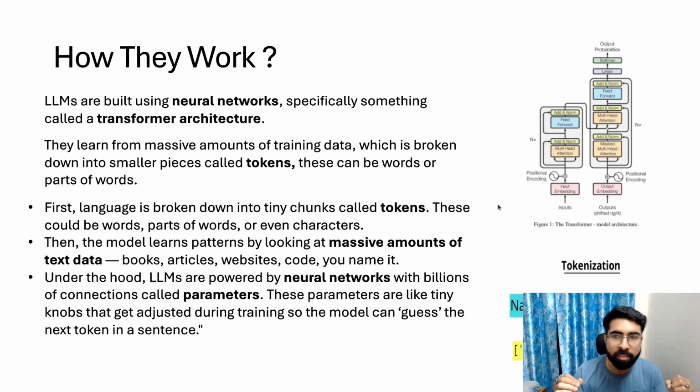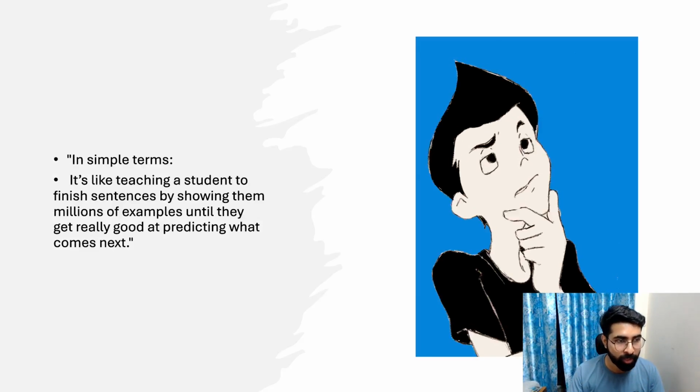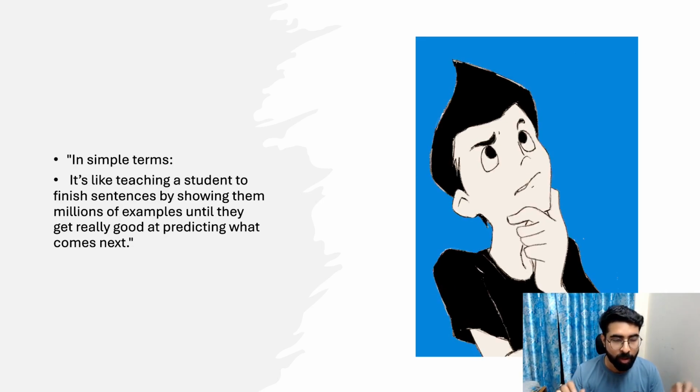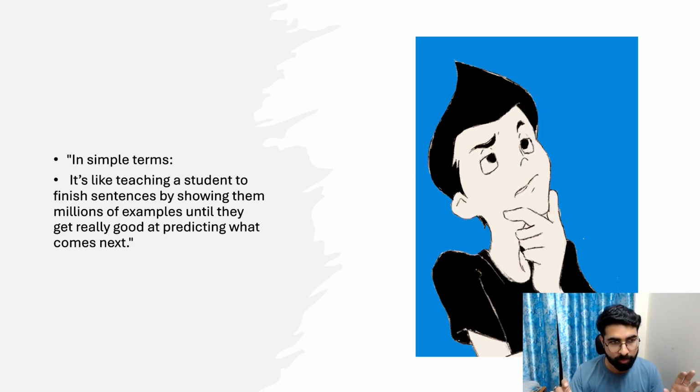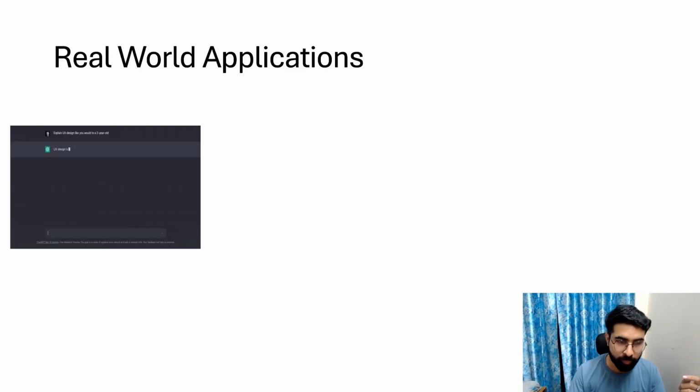In this architecture there are billions of parameters, billions of values that are fine-tuned. These parameters are like tiny knobs that are adjusted during training, so that the model can guess what the next word in the sentence would be. In simple terms, it's like teaching a student to finish sentences by showing them millions of examples until they get really good at predicting what comes next.